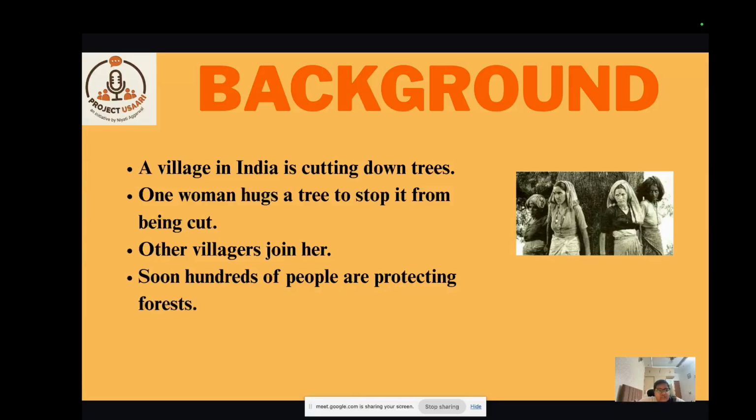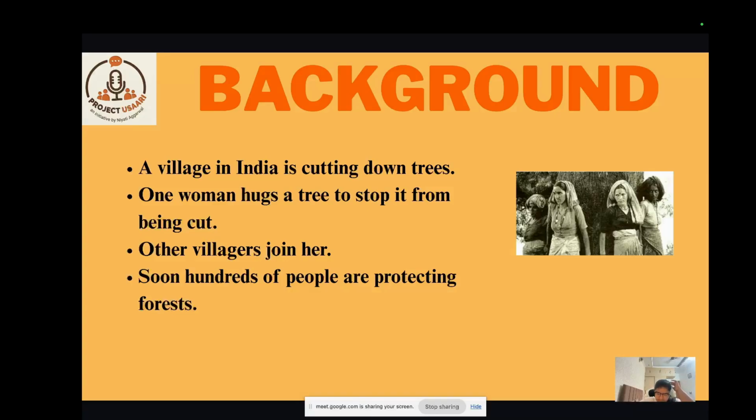So this is a real life scenario where there was a village in India where trees were being cut down, and one woman hugs a tree to stop it from being cut. Other villagers join in, and soon hundreds of people are protecting forests. Does anybody know what this is? What is this scenario?